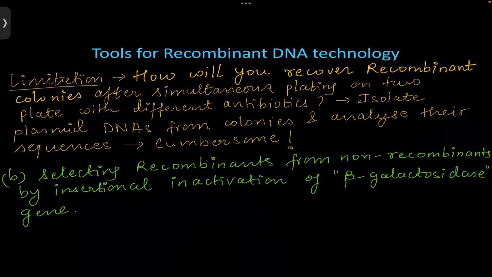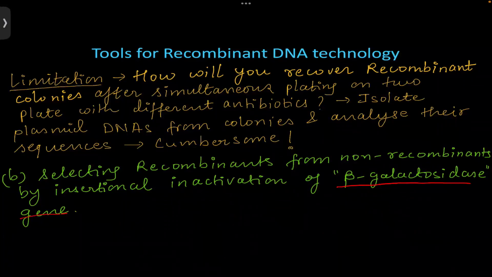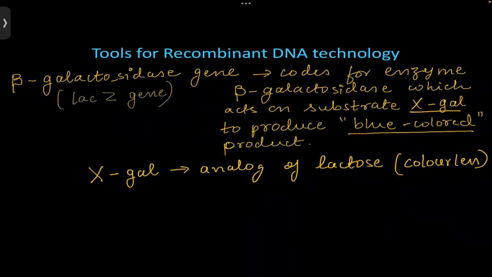So another approach could be using another type of selectable marker. Let's try the selectable marker named beta galactosidase gene. You have heard of this gene when you were learning about the lac operon. So how is this gene helpful here? This particular gene is also called the LacZ gene from the lac operon concept. This gene codes for the enzyme beta galactosidase, and this enzyme acts on the substrate lactose, if you remember, and converts it into glucose and galactose.